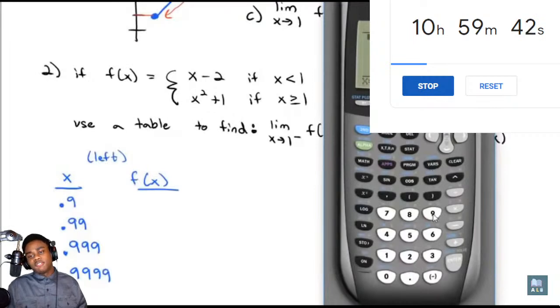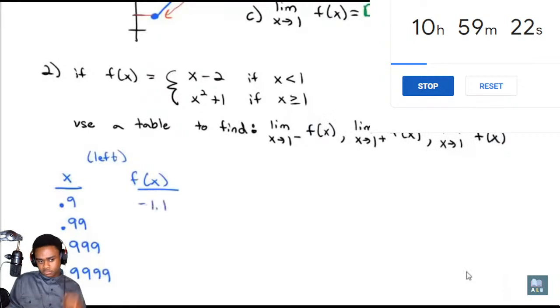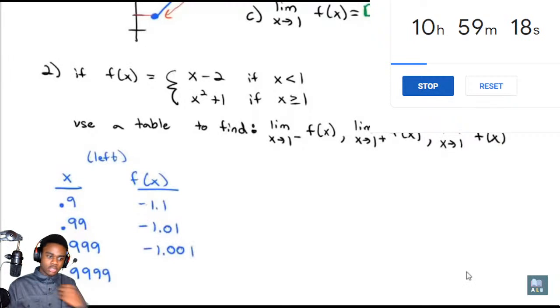The new values are 0.9, 0.99, 0.999. And what we see is essentially what we're ending up with is negative 1.1, negative 1.01, negative 1.001, and ultimately pretty much negative 1 when we round it off.